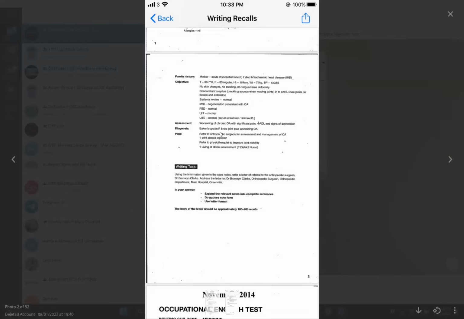So if you are saying Baker's cyst in the right knee plus worsening osteoarthritis, and telling the reader that this osteoarthritis is worsening and is having significant pain and is affecting his activities of daily living, which is like the physical activities, and also depression, which is like the negative psychological impact on this patient, that makes more meaning to this purpose of this letter than you saying Baker's cyst in the right knee plus worsening osteoarthritis. So these are the two things I'm going to use in my introduction.